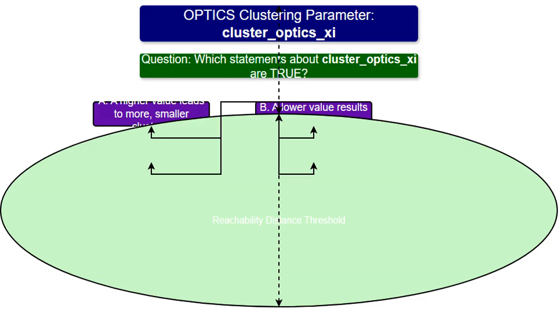This refers to the core concept behind cluster_optics_xi. It's the cutoff distance in the optics algorithm. Data points with reachability distances below this threshold are grouped into the same cluster. It's the crucial distance that defines what constitutes a cluster.